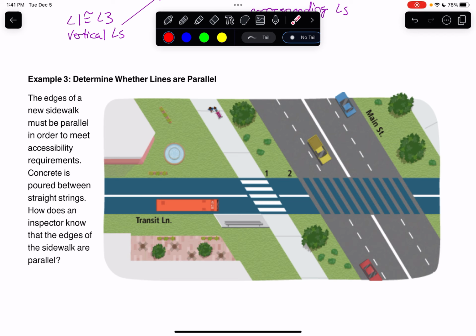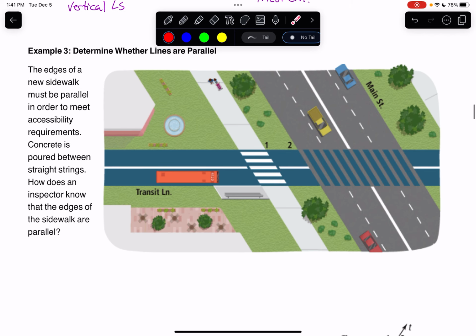Well, let's see. If the edges of the sidewalk are parallel to the road, then what the inspector could do is measure angle 1 and angle 2. And he could say, hey, if angle 1 is supplementary to angle 2, then that means these are same side interior angles and the lines of the road are parallel to the lines of the sidewalk. So maybe we'll write that.